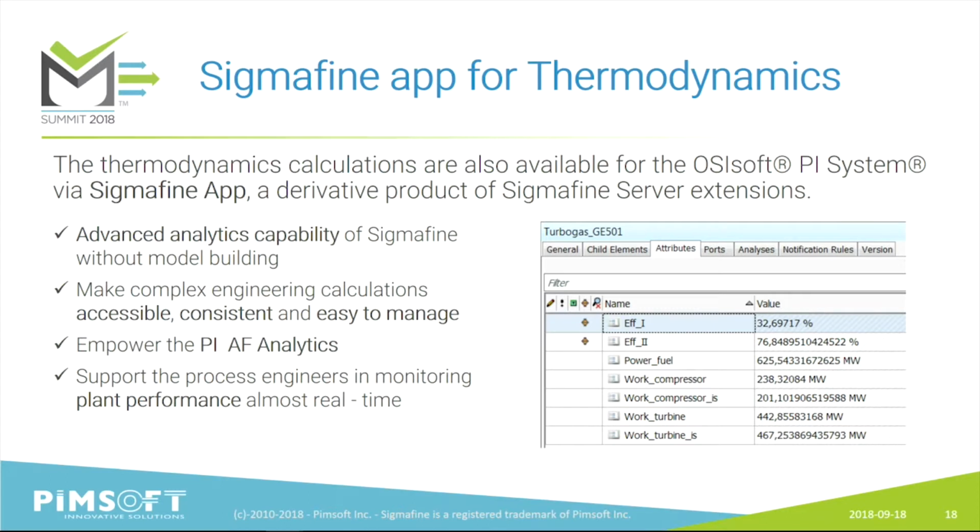So all of these thermodynamic calculations are also available via the Sigmafine app. The main advantage of this is you can use the app to empower AF analytics to monitor the performance in almost near real time and write the results directly back to PI in a really efficient manner. So this last section, we're going to be talking about the ISO 50001.